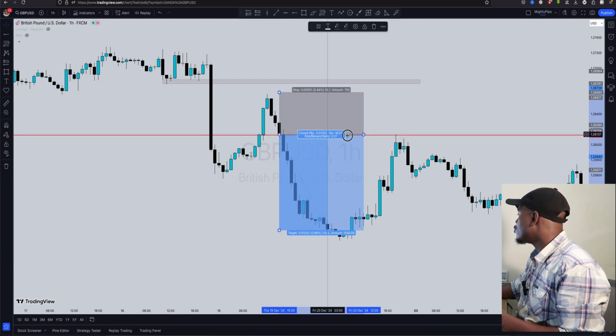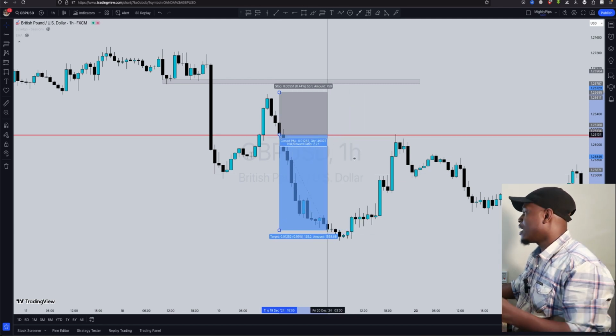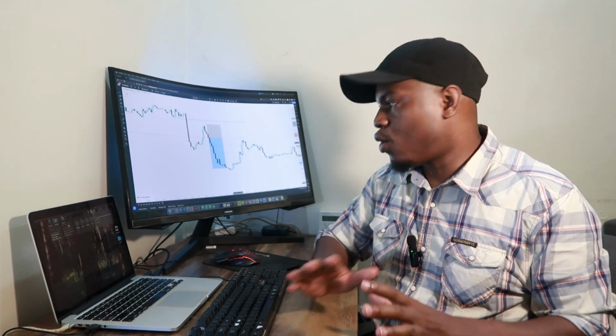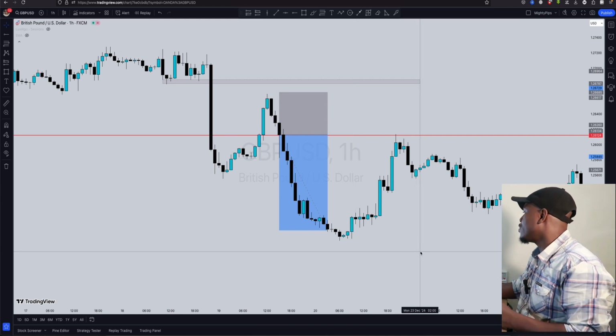This is how you trade. You trade only when there is a pullback. Don't trade if there is no pullback. Wait for a pullback always, okay? So this is a scenario for a sell.